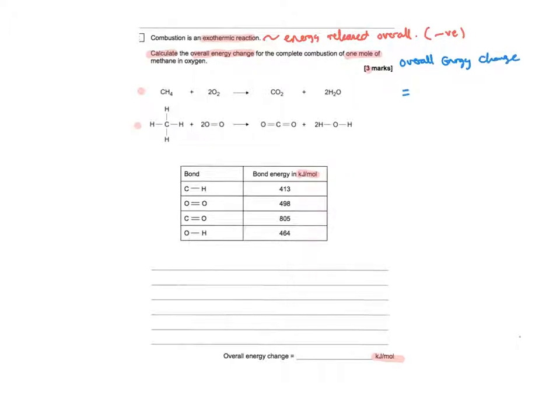Energy change equals the sum of all bonds broken. So I add up all the bonds that I have to break and then take away the sum of all the bonds formed. So as long as I do that, I should get my overall energy change, and I know it's exothermic, so I know my answer should be negative.